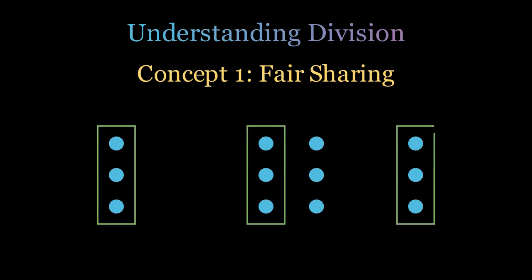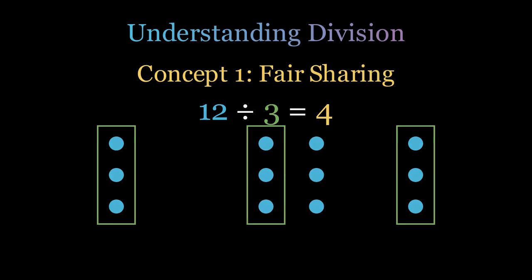Let's count them. 1, 2, 3, 4. There are exactly 4 items in each group. In mathematical terms, we write this as 12 divided by 3 equals 4. The number 12 is the dividend, the total amount we started with. The number 3 is the divisor, representing how many groups we are making. And the number 4 is the quotient, which is our final answer.